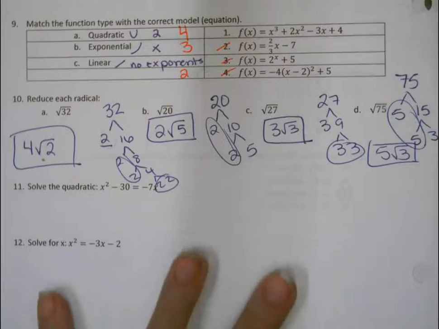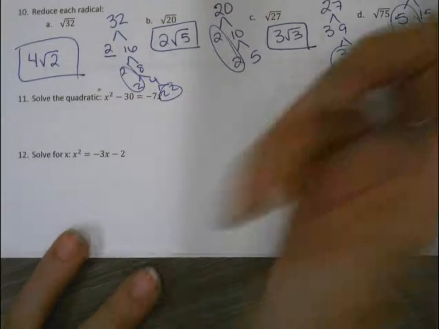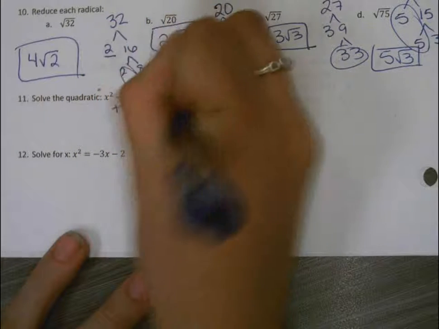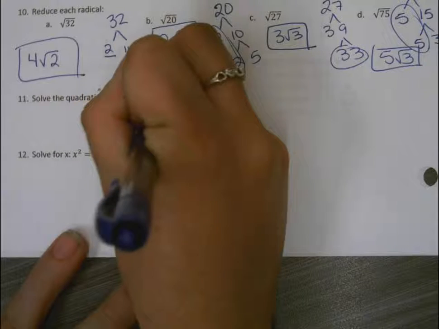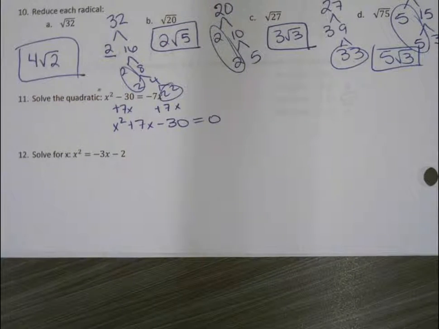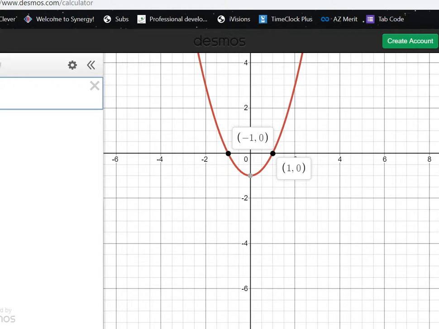Number 11 wants me to solve the quadratic. So what I want to do here is I first want to get it equal to 0, so I add 7x to both sides. So I get x squared plus 7x minus 30 equals 0. Then I'm going to go back to Desmos, and I'm going to go ahead and graph this.